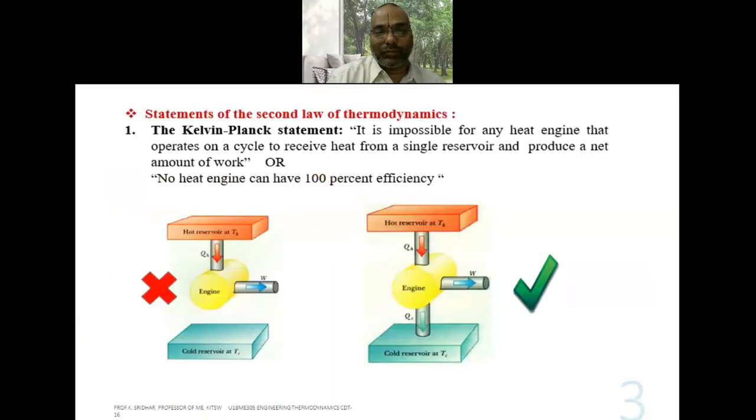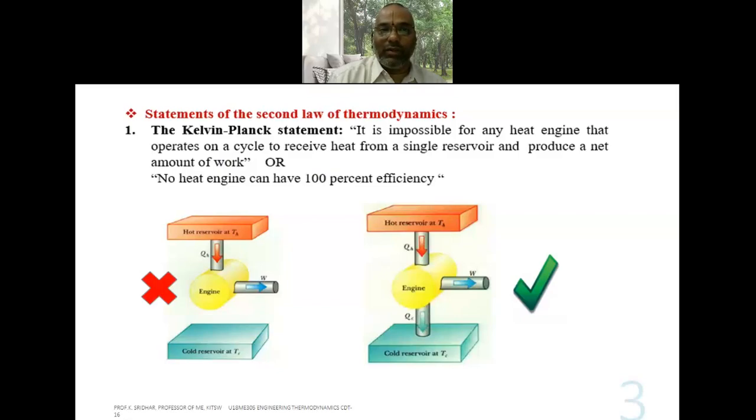First, let us recap the limitations of the first law of thermodynamics. There are two important limitations. The first one is that it does not give us any information about the direction of the heat transfer. And the second one is that it does not give us any information about whether a process is feasible or not. These two limitations are overcome by the second law of thermodynamics in the form of the Kelvin-Planck statement as well as the Clausius statement.